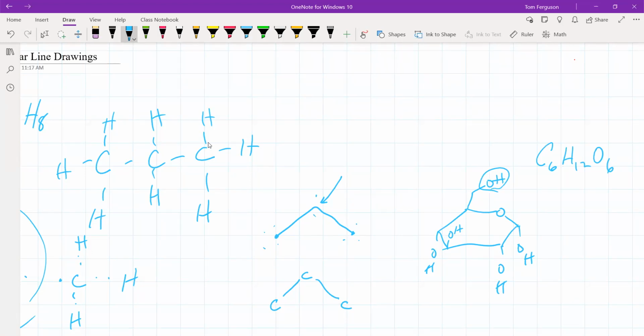Down here, for example, that carbon there has 1 carbon coming off of it, an oxygen coming off of it, another oxygen. That's 3 bonds. That means that carbon has to have another bond, and that other bond is an H, which is not shown. You've got to get used to knowing where to put the implied H's.